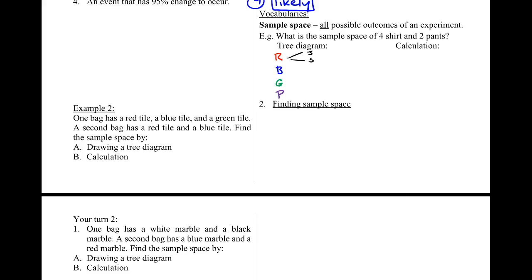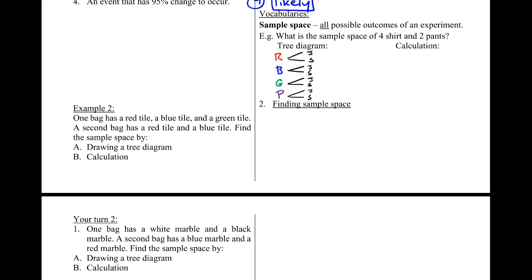So if I wore a red shirt, I could wear jeans or I could wear shorts with it. If I wear a blue shirt, I could wear jeans or I could wear shorts. Same thing with green. If I have a green shirt, maybe I'll wear jeans or shorts with that. And if I decide to wear my purple shirt, I can choose between jeans and shorts.